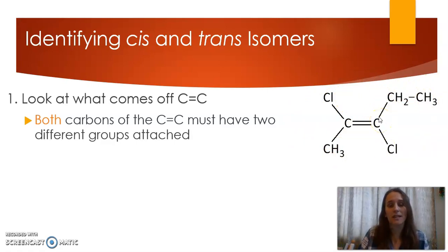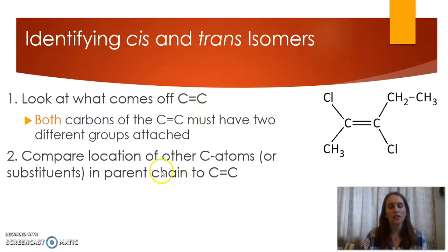Now when I look at them, I can see that they are different groups. This CH3 is different than the chlorine. This chlorine is different than this little ethyl group. So both carbons have to be different. After you do that, the preference is really given to tracking the parent chain, the whole carbon chain. So compare the locations of the other carbon atoms. Now you might have to do substituents. Maybe there aren't other carbon atoms, in which case, look at your chlorines.